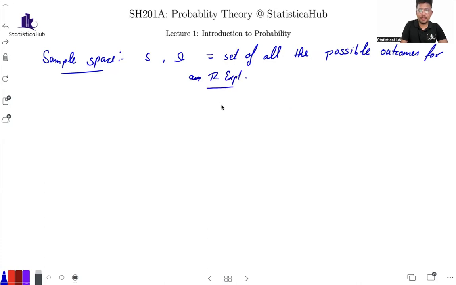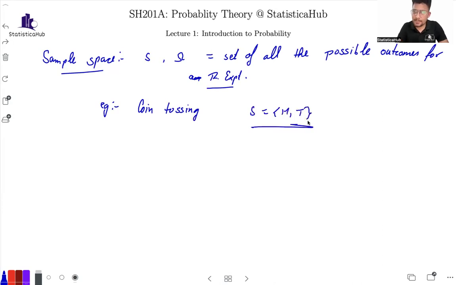In a more general sense that I'm defining. For example, you can consider the coin tossing example. We know the possible outcomes that we can see, that will be the S. There can be head, there can be tail. That will be the sample space.